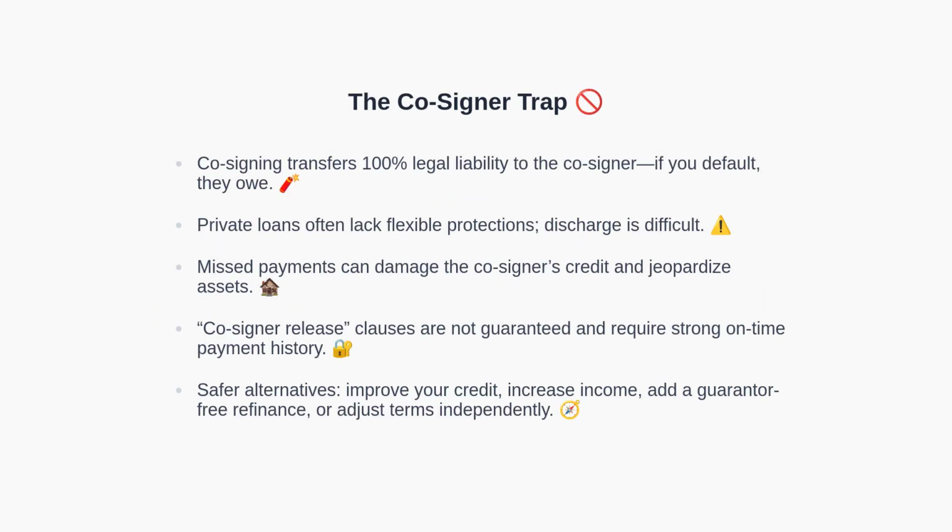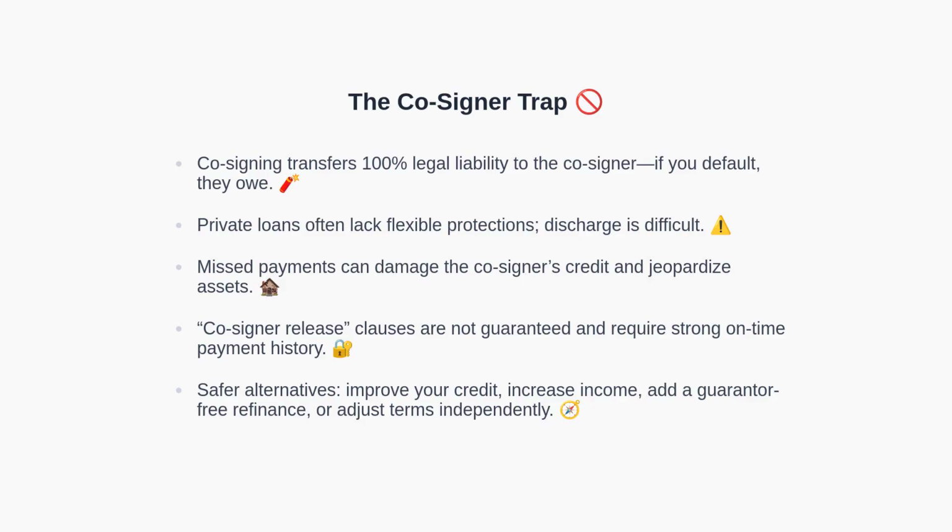Now, let us discuss the cosigner trap. Cosigning assigns full legal responsibility to the cosigner, meaning if the borrower misses payments or defaults, the cosigner is equally liable. Private student loans frequently lack the flexible protections available to federal loans, and they can be difficult to discharge. Therefore, late or missed payments may harm the cosigner's credit and place their assets at risk. While some lenders advertise cosigner release features, those are not guaranteed and typically require a strong record of on-time payments.